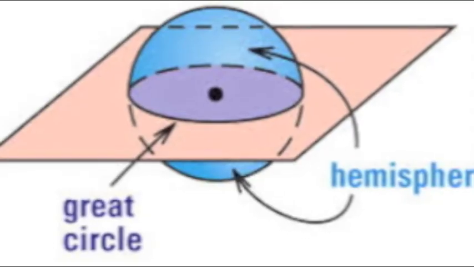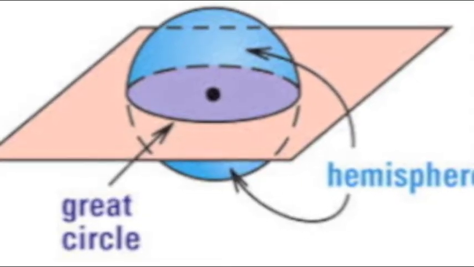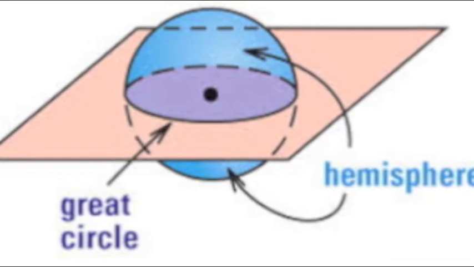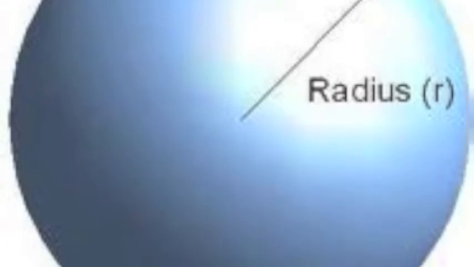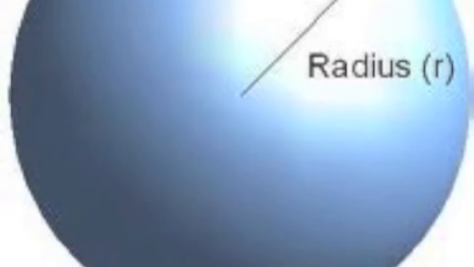The great circle is the intersection of a sphere and a plane that contains the center of the sphere. Also, hemispheres are two congruent halves of a sphere. The formula for finding the surface area of a sphere is 4 times pi times the radius squared. The formula for volume of a sphere is 4/3 pi times the radius cubed.